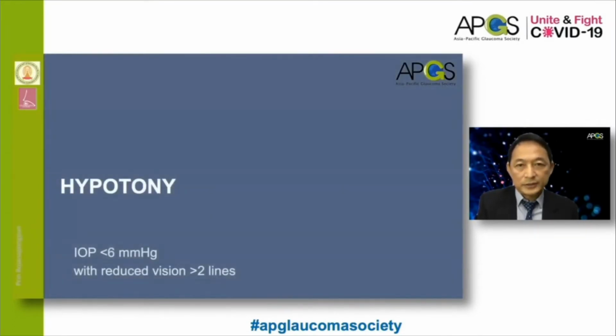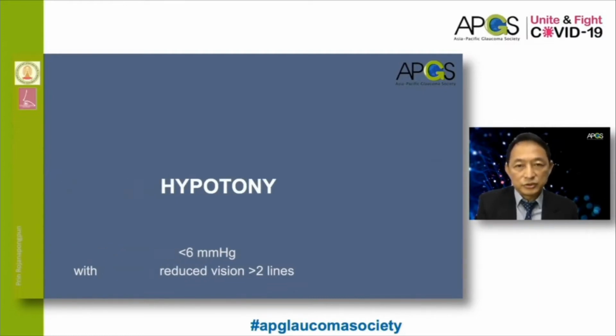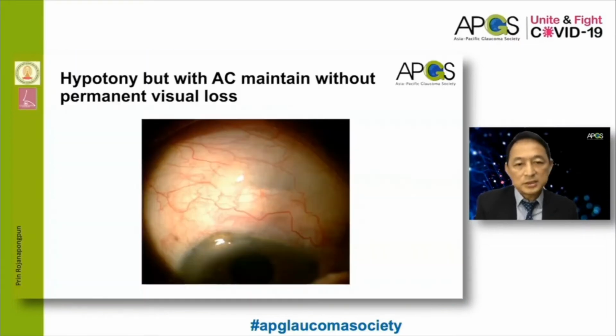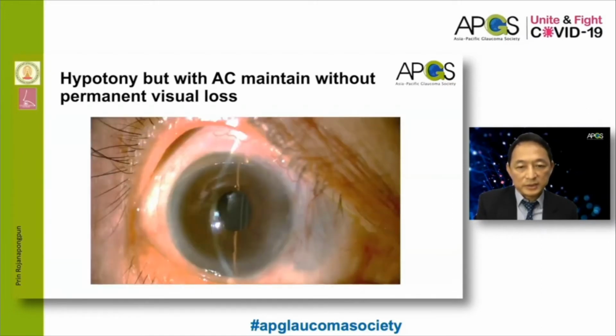Let's start off with the term hypotony. As we all know, hypotony is when the pressure in the eye is lower than 6 millimeters of mercury with reduced vision of more than 2 lines. But I would like to introduce another term called controlled hypotony, which is just a temporary pressure drop and temporary visual loss of more than 2 lines. This is a bleb in an eye which has hypotony, but the anterior chamber is maintained without permanent visual loss. Quite a nice diffuse bleb to the back of the eye. When we look at the anterior chamber, the AC is well formed.